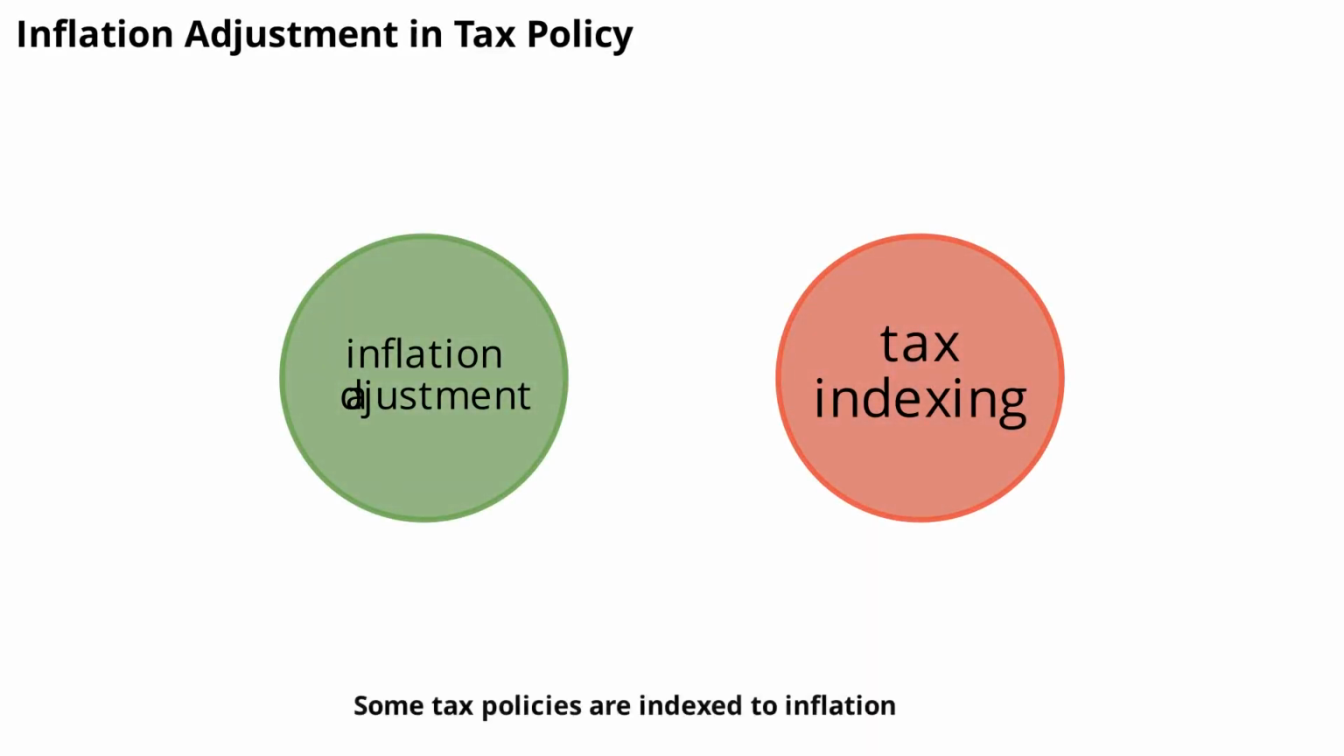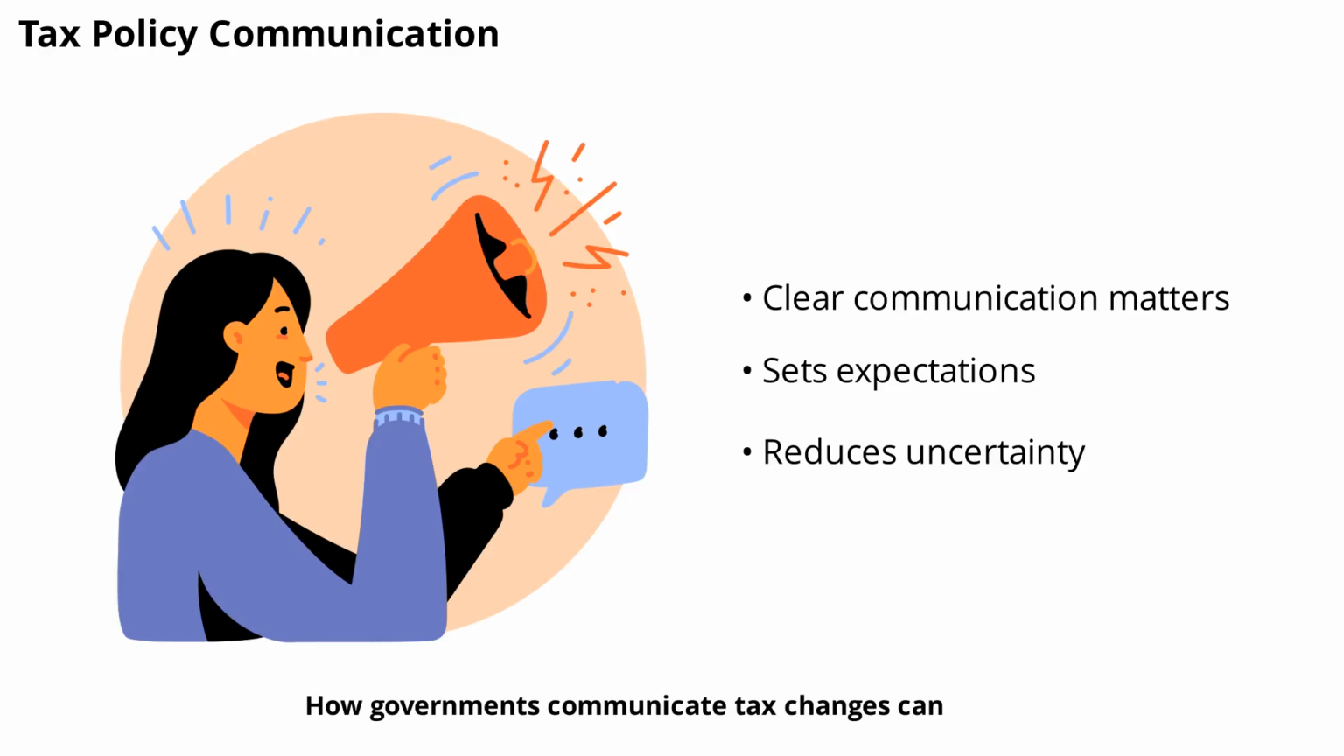Some tax policies are indexed to inflation, meaning tax rates or thresholds automatically adjust as prices rise. This can help stabilize the impact of taxes on PCE inflation over time, preventing bracket creep or unintended tax increases due to inflation. How governments communicate tax changes can influence their impact on PCE inflation.